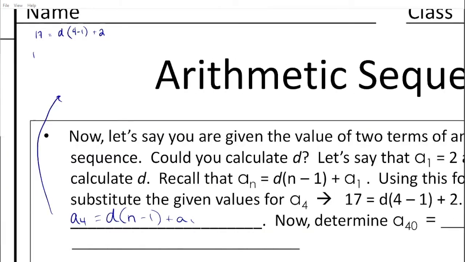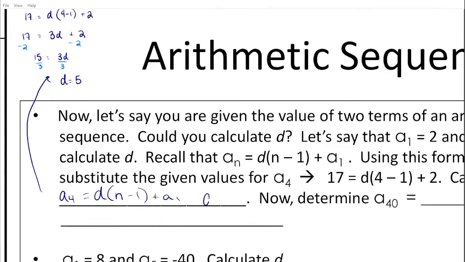So we're going to combine like terms inside the parentheses, and we end up with 4 minus 1, which is 3D, plus 2. And would you look at that, it's just a basic linear algebra problem now. So we're going to subtract 2 from both sides. So 15 equals 3D. Divide both sides by 3. So D equals 5.